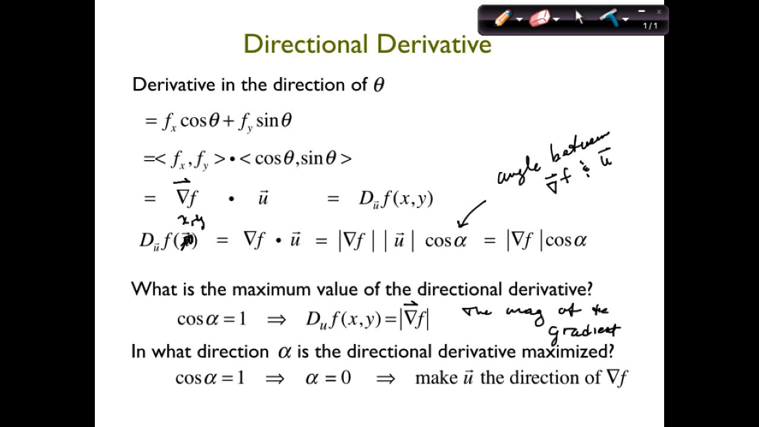So the maximum rate of change, maximum directional derivative, it's all about the gradient, right? It's all about the gradient. The magnitude of the gradient gives you the max rate of change. And the direction of the gradient is the direction you should go to get that max rate of change.